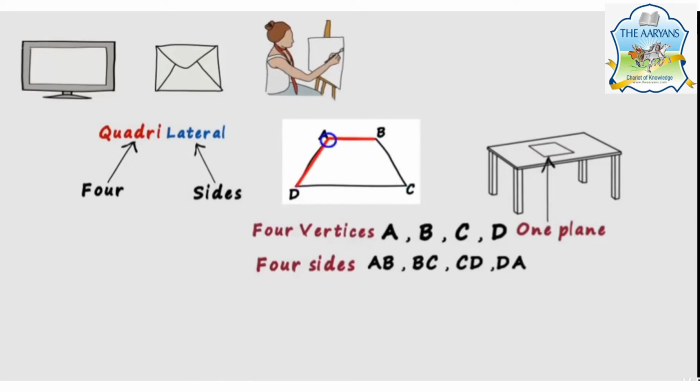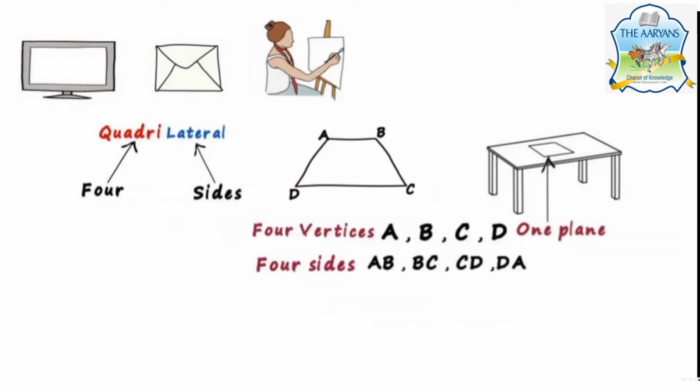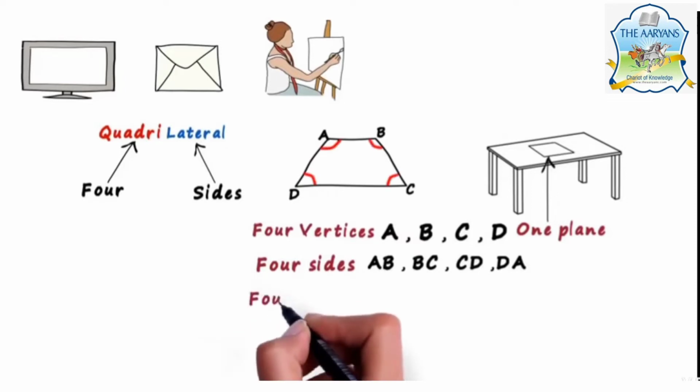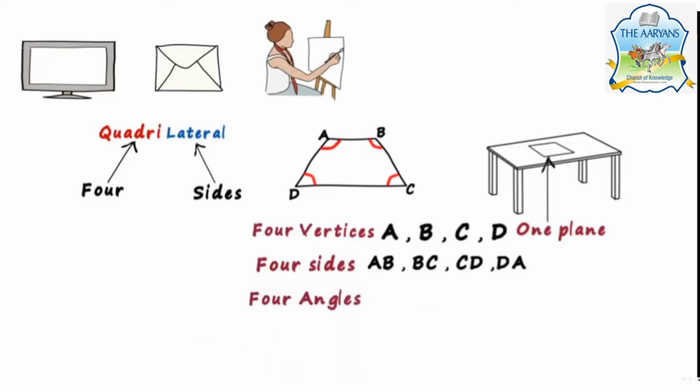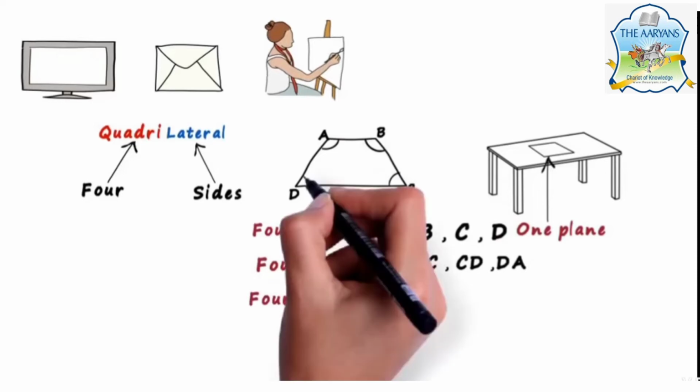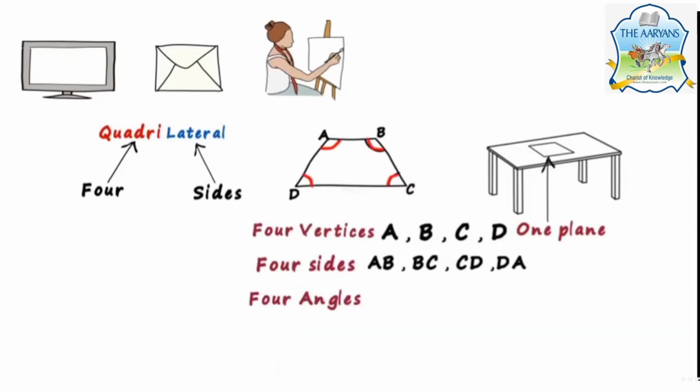Observe that a vertex is formed when 2 sides meet at a point. And what is formed between those sides is called an angle. A quadrilateral is also defined by its angles. It has 4 angles: angle A, angle B, angle C and angle D, and it is marked by red color.